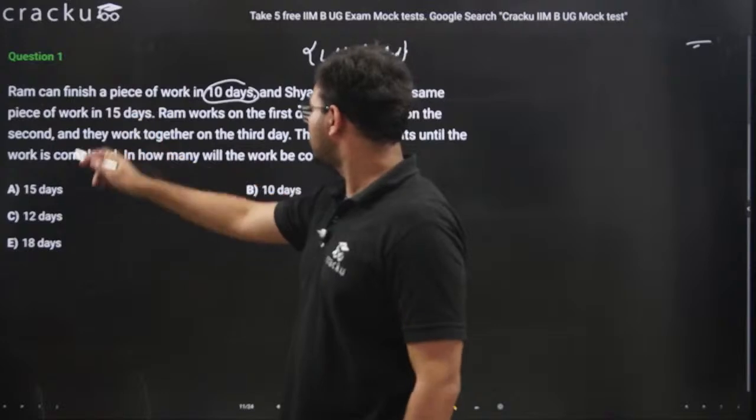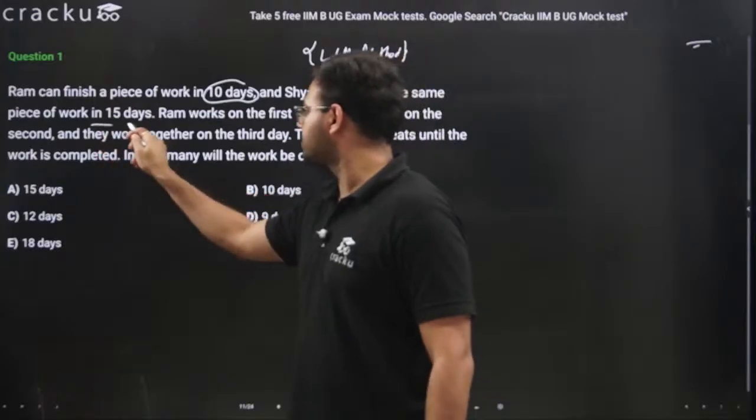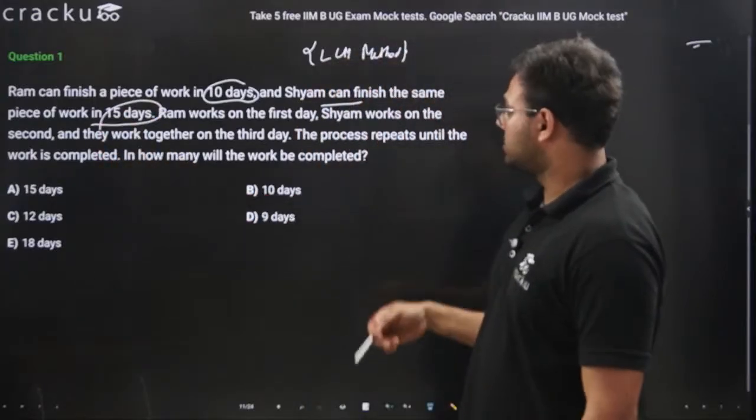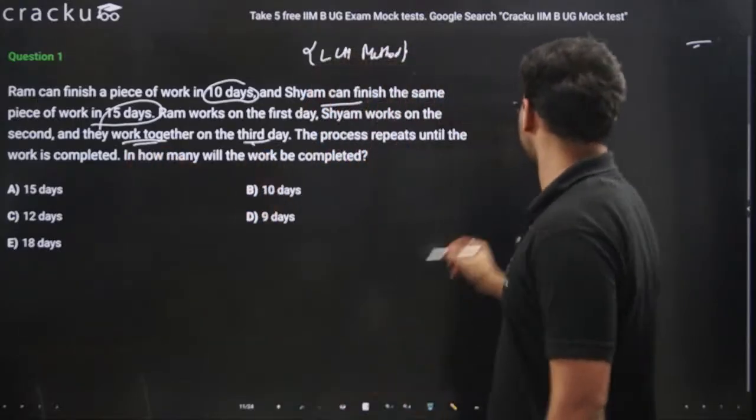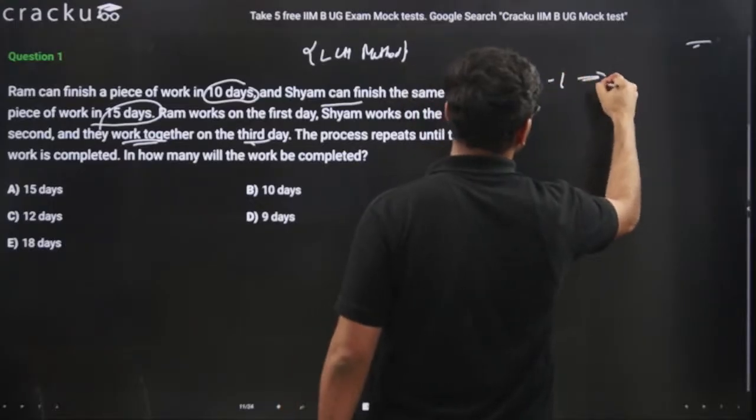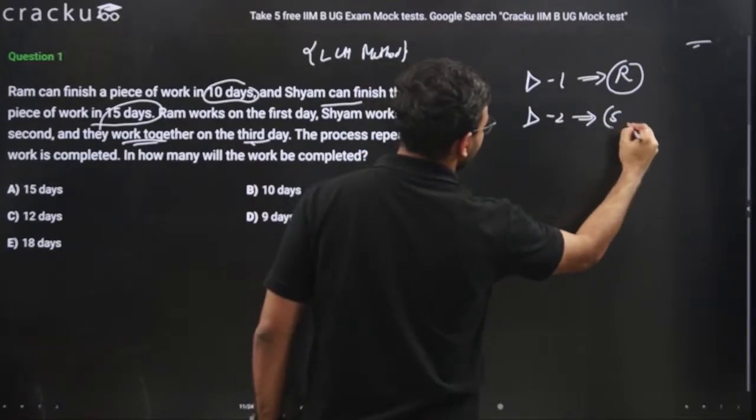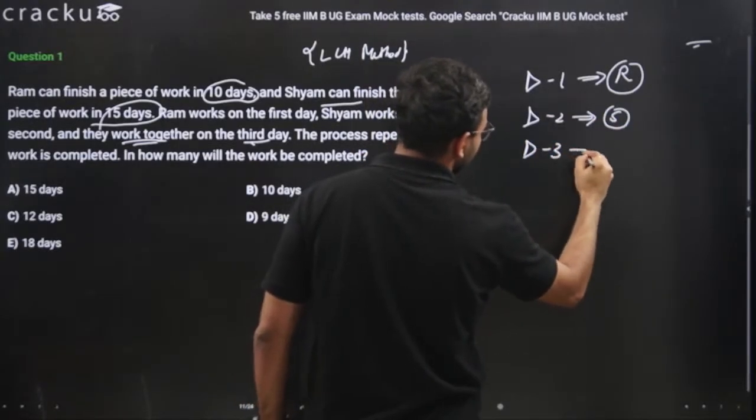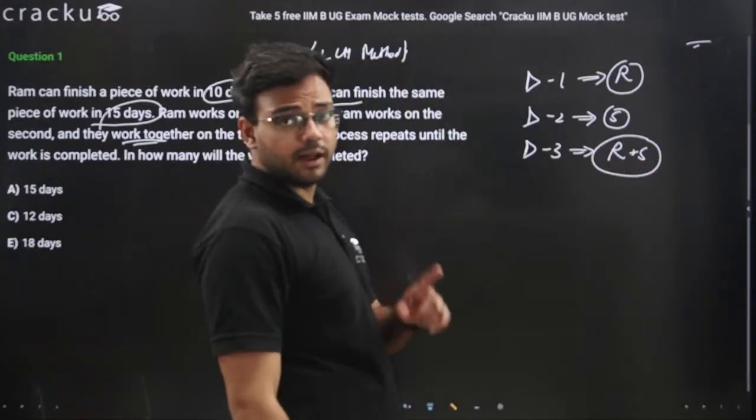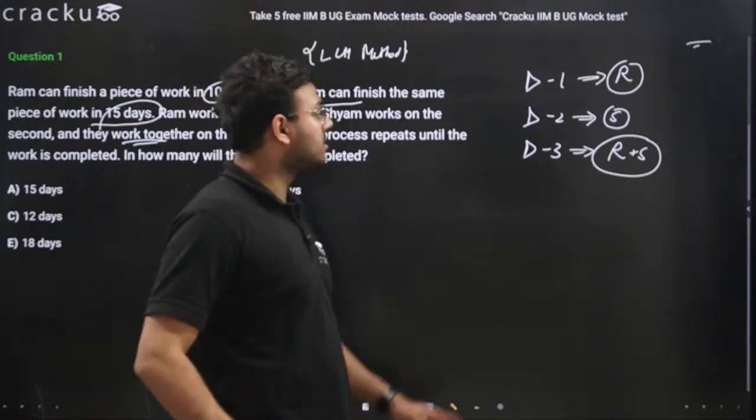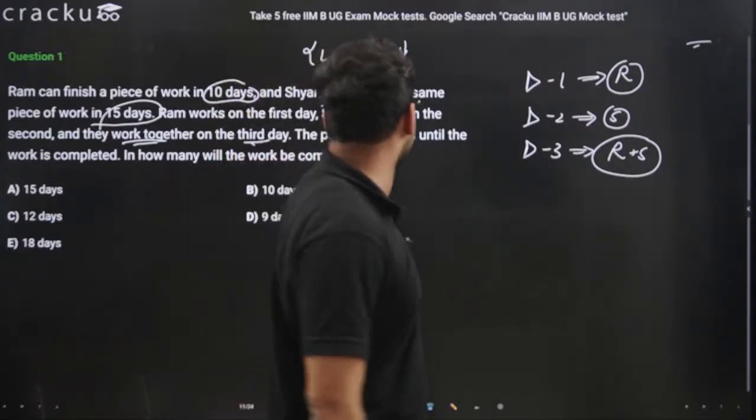So it is given that Ram can finish a piece of work in 10 days and Shyam can finish the same piece of work in 15 days. Ram works on the first day, Shyam works on the second day, and they work together on the third day. So what is happening? Day 1, only Ram is working. Day 2, only Shyam is working. And day 3, they are working together, that is, both Ram and Shyam are working together.